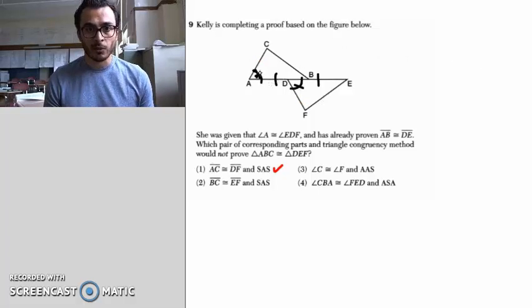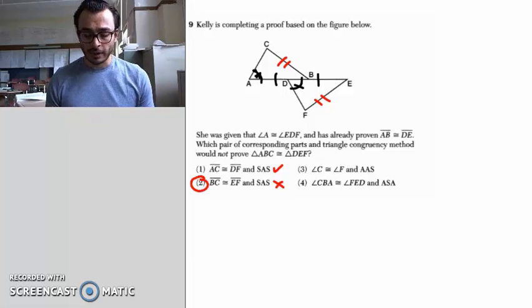I'm going to just go ahead and erase that so I can work the next choice. So the next one says that BC is congruent to EF. Let's see. BC is congruent to EF, and it's saying that would be side angle side. Well, that's actually not side angle side. So this is not going to prove the answer. So the answer is option 2.